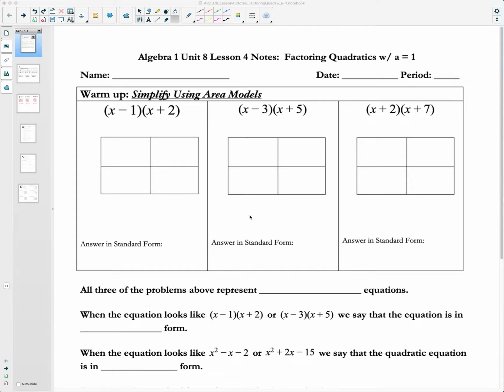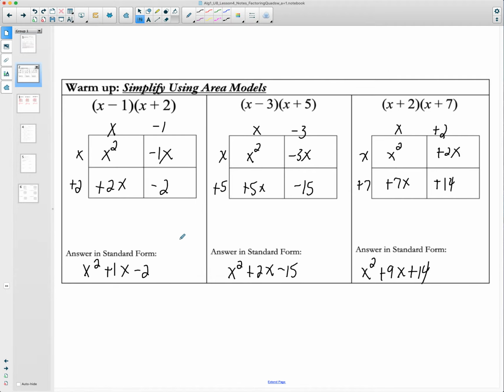All right, so hopefully you have worked these three problems. What I'm going to do here is jump to the work that's already completed, just so we can quickly check your work. So based on all we've talked about with our area model so far, hopefully for your first answer here, you got x squared plus 1x minus 2. For our second problem, hopefully your answer was x squared plus 2x minus 15. And for our third example, hopefully you have x squared plus 9x plus 14.